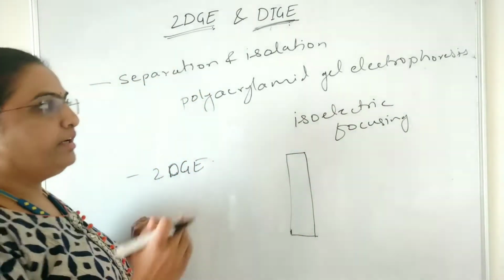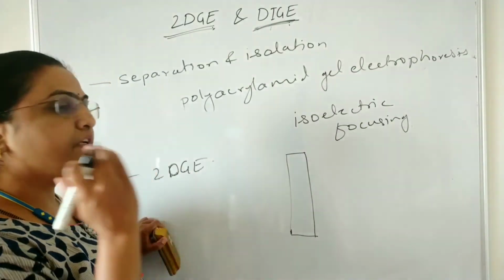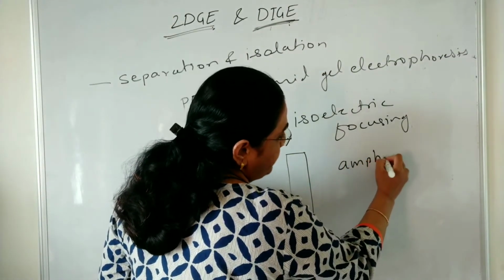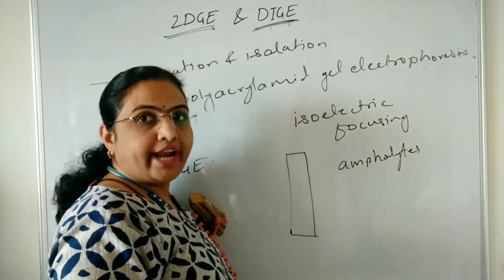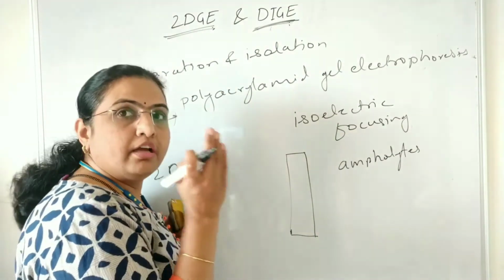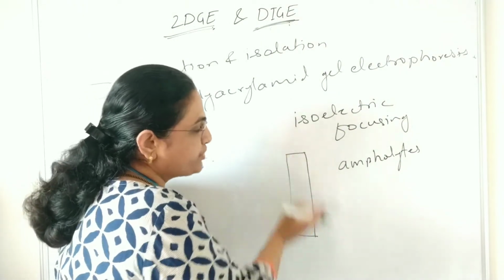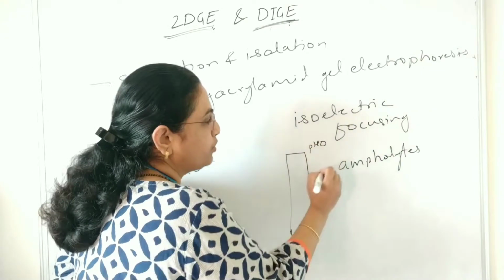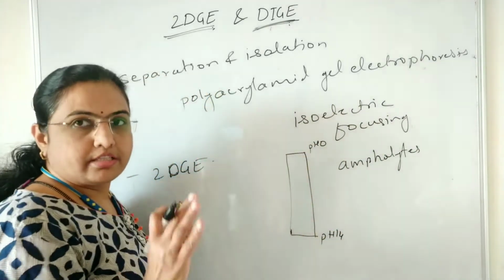Now in isoelectric focusing gel electrophoresis, there is a use of ampholytes, and these ampholytes are used to create the pH gradient. For the creation of the pH gradient, chemically synthesized ampholytes are used, and the pH gradient is set up. Here, from pH 0 to pH 14, the gradient is set up.